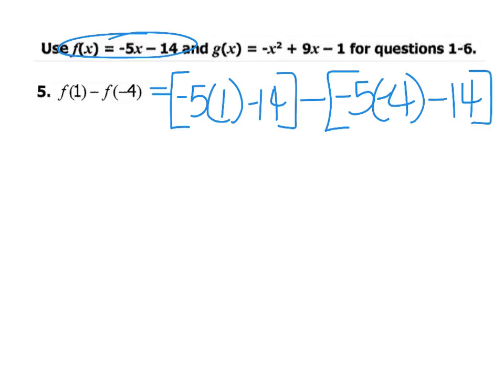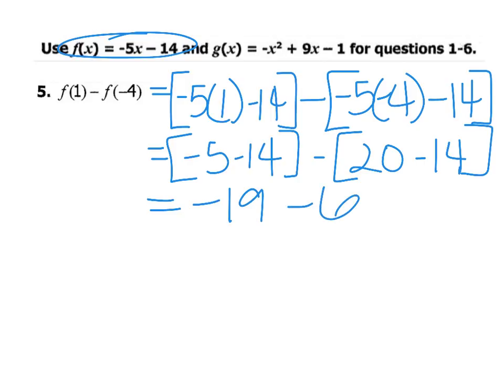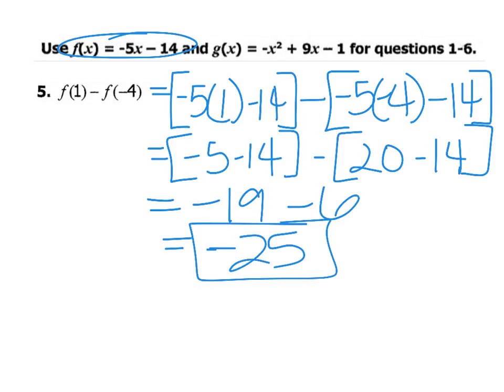Now order of operations, solve what's inside the brackets first. So we get negative 5 minus 14 minus 20 minus 14. So we have negative 19 minus 6, which gives us negative 25 as our final answer. All right, so negative 25 is our solution.